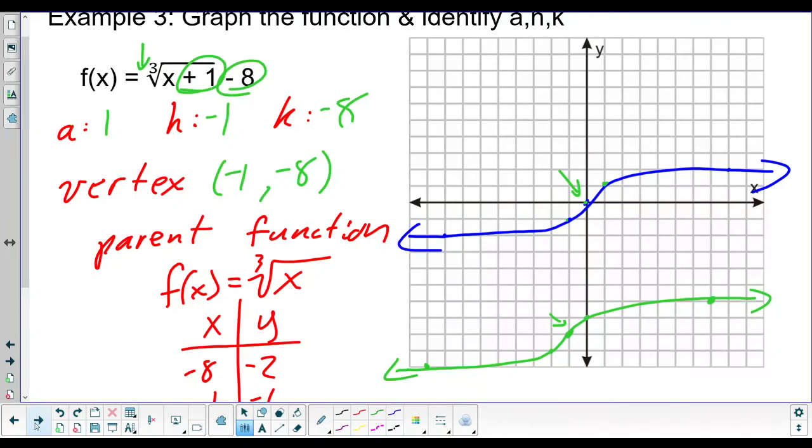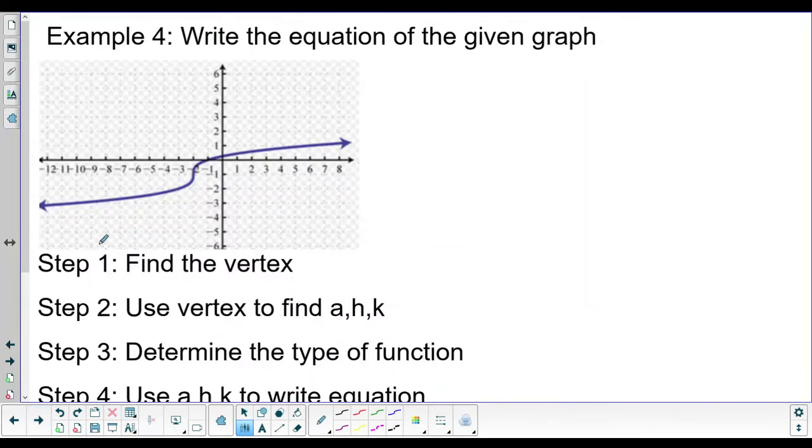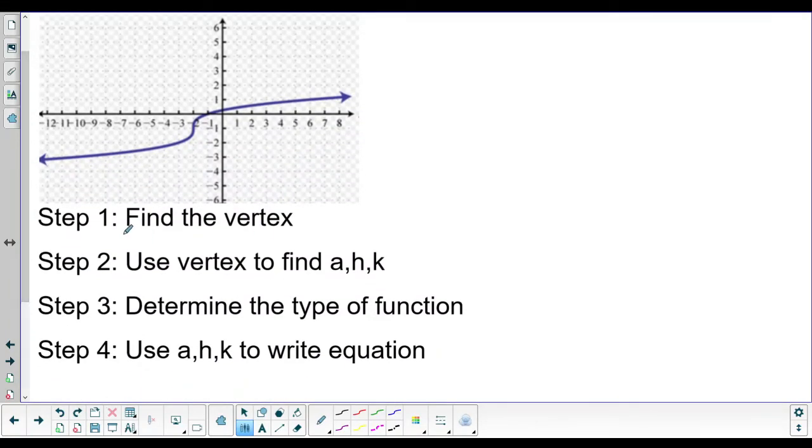All right, cool. Now we're going to practice going the other direction. We're going to give you the graph, and then we're going to figure out the equation. So here are some steps that we can follow. We're going to start by finding the vertex, because that will tell us h and k. Then we're going to figure out, was it flipped or not? That'll tell us a. Once we have h and k, we're going to say, all right, this is a cube root function, and then we're just going to plug a, h, and k into a cubic function.